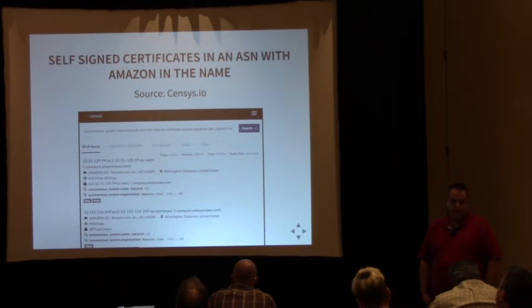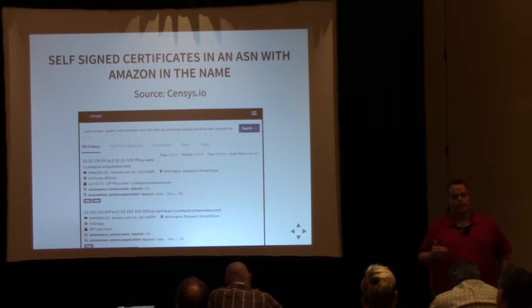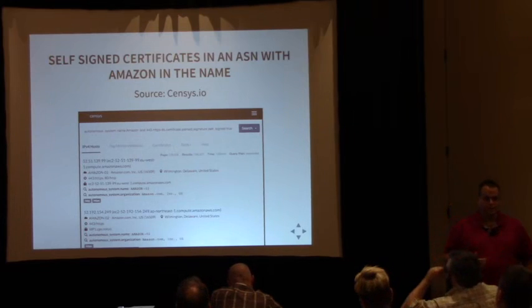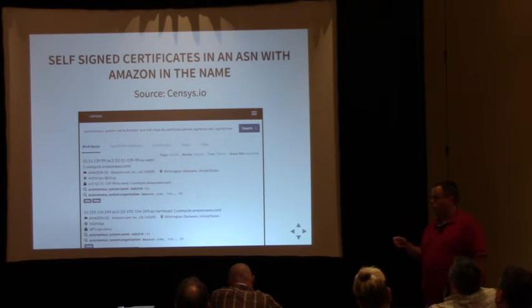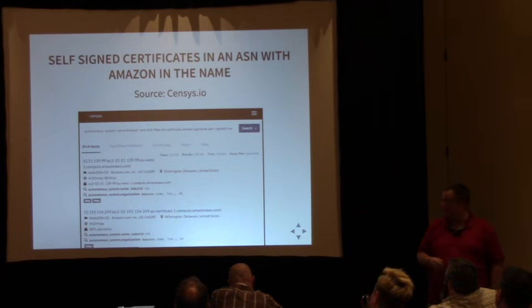Another one: I'm using the ASN name of Amazon, but show me everything that's in an ASN that has the word Amazon and is self-signed. Meaning, is it just something new that someone stood up, or just an interesting way to look at the Census.io interface. In this case, you can see there's roughly 156,000 TLS certificates in Amazon's ASN that are self-signed.